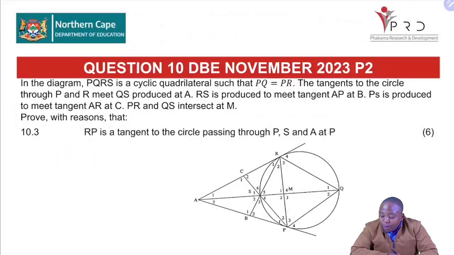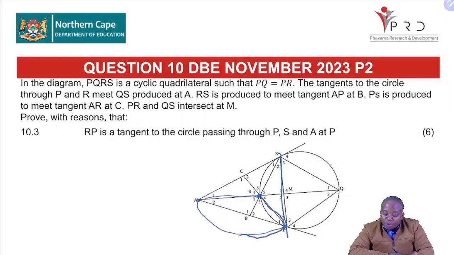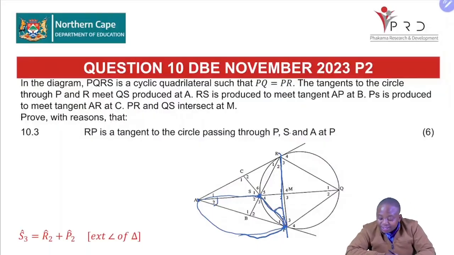Now let's look at 10.3. For 10.3, we are told to prove that RP is a tangent to the circle passing through P, S, and A. So we have a circle here. They said on this circle, prove that we have a tangent. To prove that we have a tangent, we just need to prove that this angle is equal to that angle.